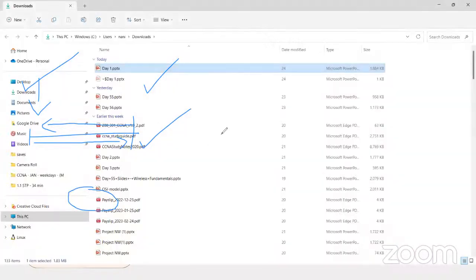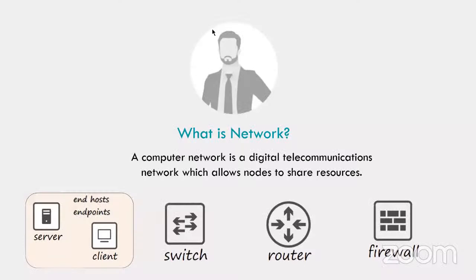Oh, what happened? One second. Please confirm if you can see my screen. Yes. Okay, cool.